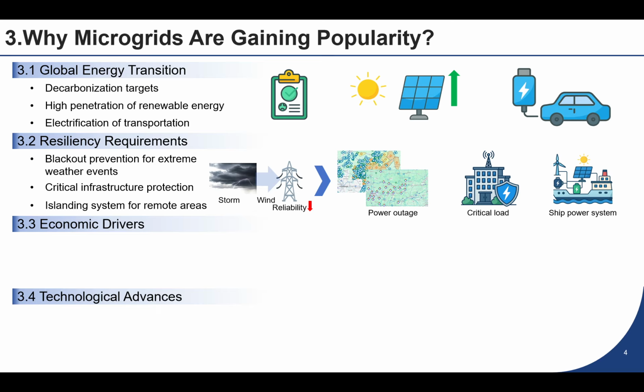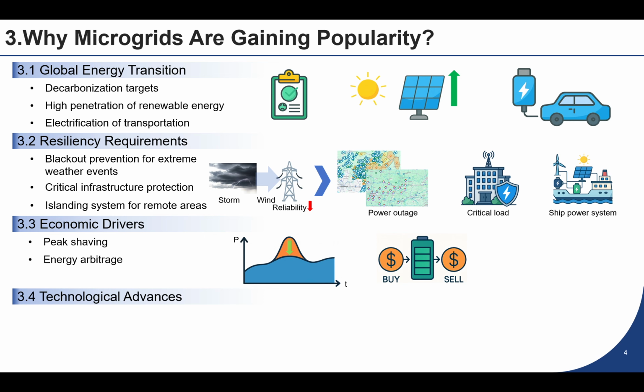The third factor is economic benefits. Microgrids enable peak shaving, reducing demand during high-price periods. They also support energy arbitrage, buying electricity when it is cheap and selling or using it when prices rise. Additionally, microgrids reduce the need for expensive transmission upgrades by generating and managing power locally. These economic incentives are attractive for industrial and commercial users, accelerating microgrid deployment.